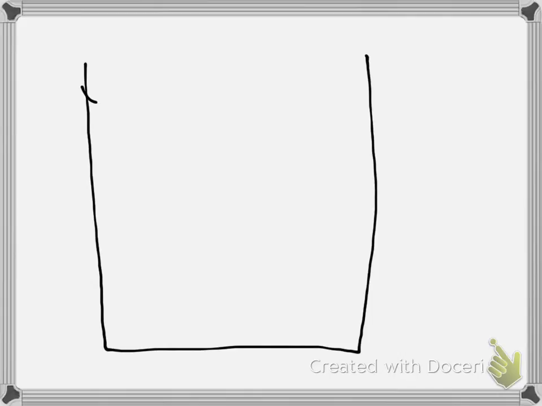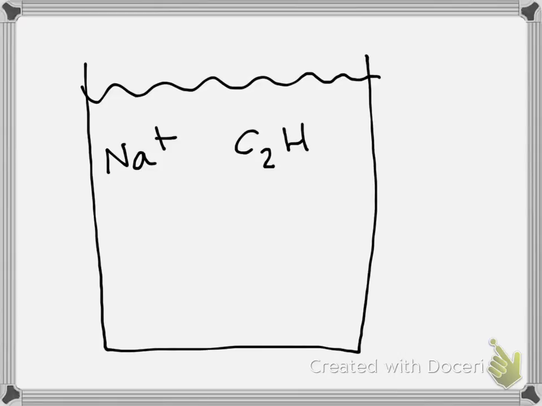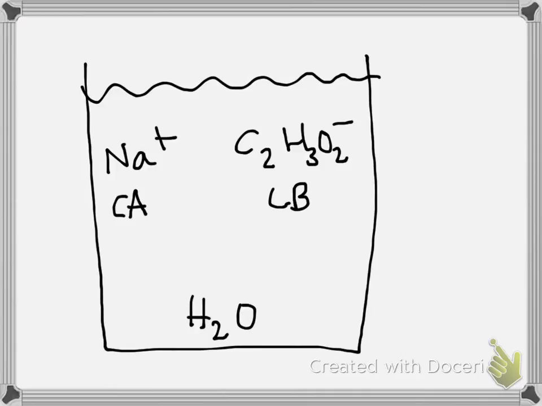So why does that matter? So I have a solution of sodium acetate. So I've got sodium and acetate in solution. It's a solution, so I've got water. I need you to know that all the positive ions, they're always the conjugate acid. The negative ions are always the conjugate base.